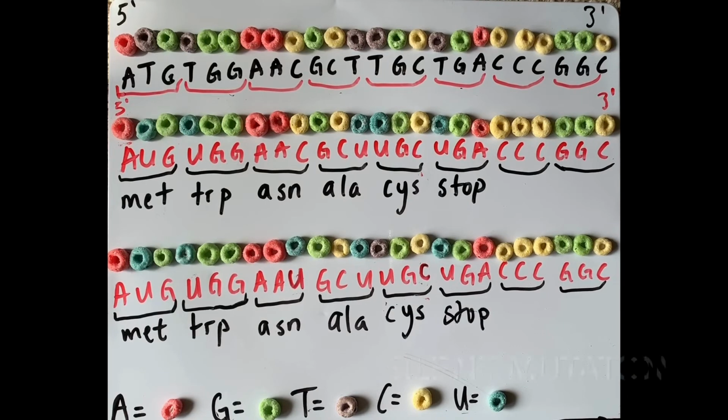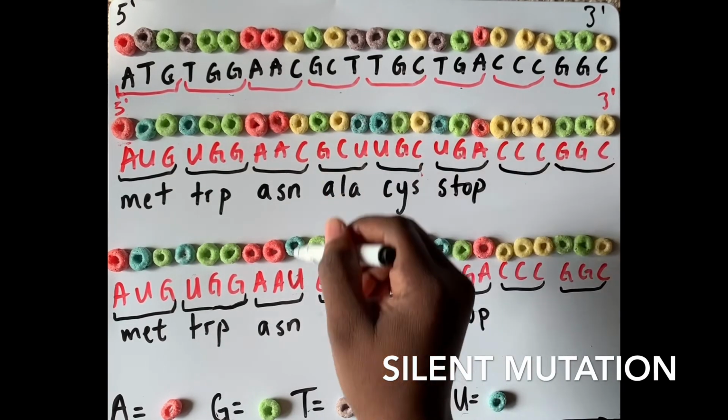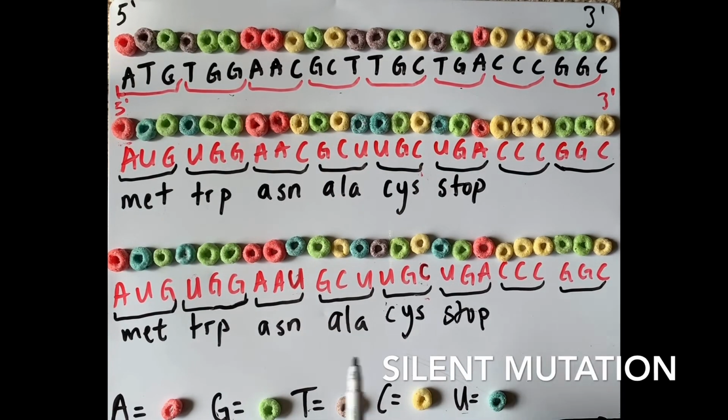Here I have denoted the silent mutation, which is a mutation of a single nucleotide that still codes for the same amino acid even after mutation. So here I went from a cytosine to a uracil, and I still have the same amino acid, which is asparagine. This change from cytosine to uracil is also called a transition mutation since they are both pyrimidines.